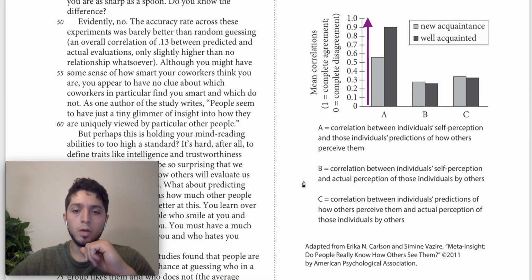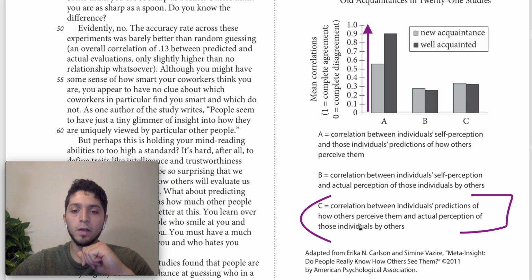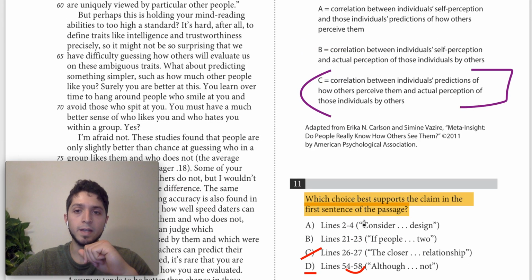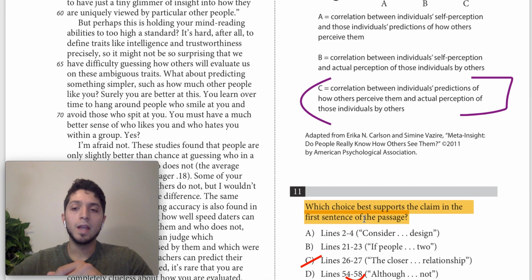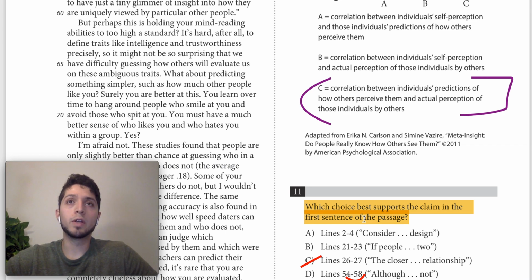If you've been following along, we know that we have these different correlations that exist here, A, B, and C. We're really looking to choose a scenario that would illustrate what C is measuring, what the correlation for C is. C says that it's measuring the correlation between individuals' predictions of how others perceive them and actual perception of those individuals by others. So this is basically if somebody was to make a prediction about how other people feel about them.